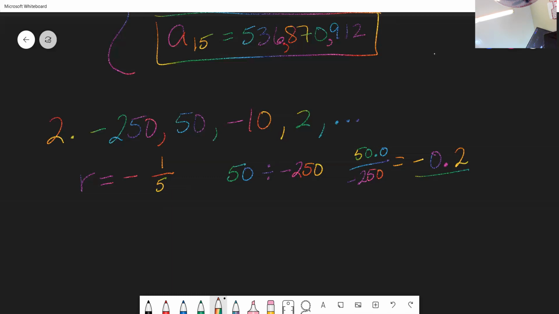We got to remember how to figure out our fractions. So if you see a decimal of 0.2, that is 20 over 100, which is 2 over 10, which is 1 over 5. So that's how we got this negative 1 over 5 as our ratio. Let's move on though. What's our A1? What's our term at position 1?